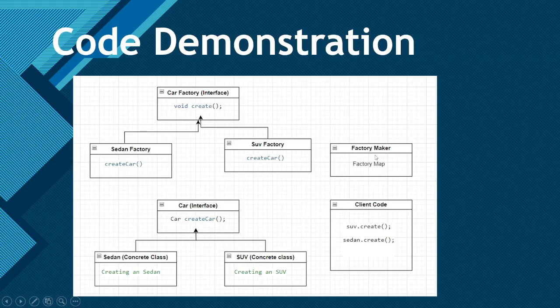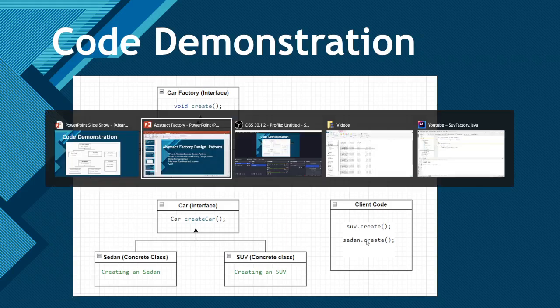We'll use a factory maker. This is again a class which will contain the maps for both the SUV and sedan. And finally, the client code. So let's jump to the code to understand this structure better.